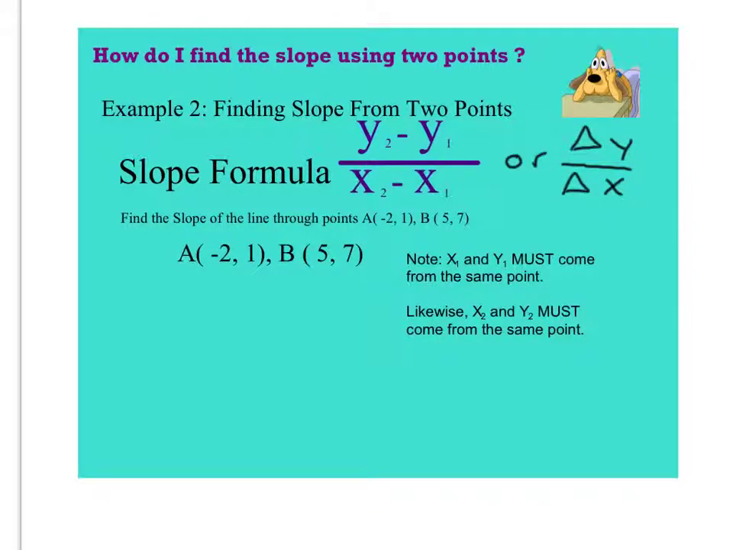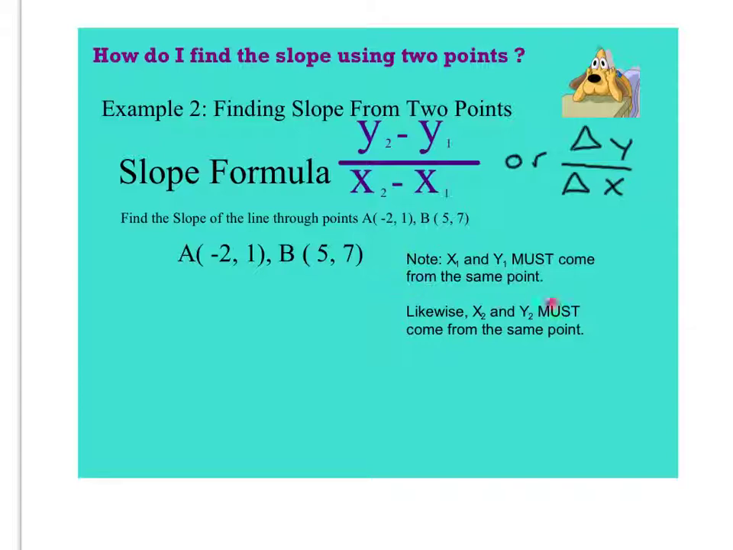Alright, so here in example 2, we're going to find the slope. Instead of using a graph, we're going to use 2 points. And we're going to use this slope formula here. It's called y2 minus y1 over x2 minus x1. Or you can call it change in y over change in x, but you'll really need to know this one. y2 minus y1 over x2 minus x1. That's something that you will want to memorize.